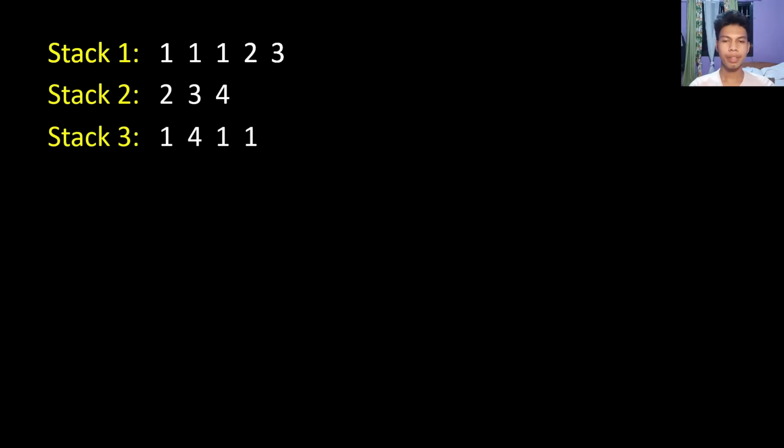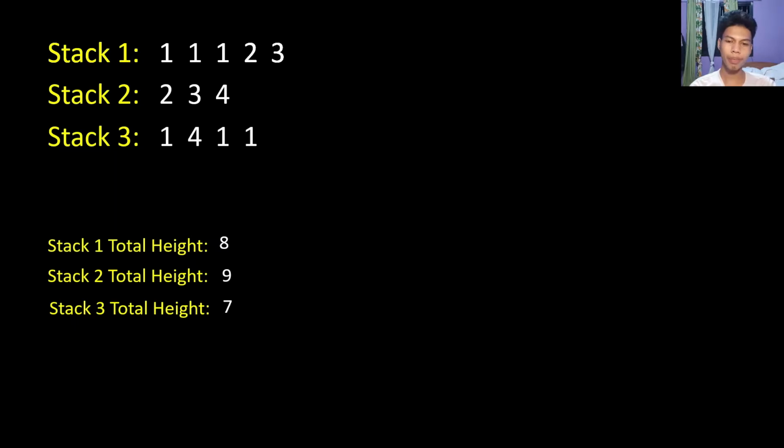Previously, we entered elements in stack 1, stack 2, and stack 3. In stack 1, we entered 1, 1, 1, 2, and 3. In stack 2, we entered 2, 3, 4. In stack 3, we entered 1, 4, 1, 1. After that, the program displayed stack 1 total height is 8, stack 2 total height is 9, stack 3 total height is 7, because to get the total height, we add 1 plus 1 plus 1 plus 2 plus 3, which is equivalent to 8. Same with stack 2 and stack 3. Their total height is just the sum of each element in each stack.